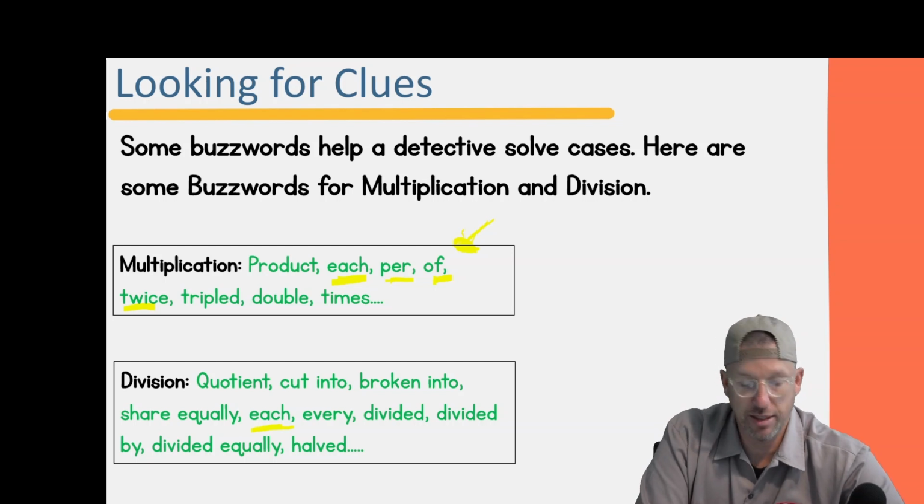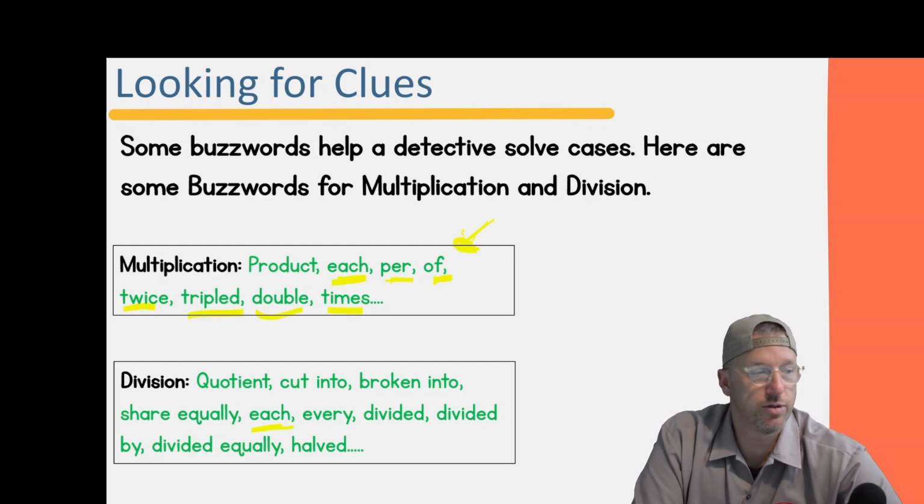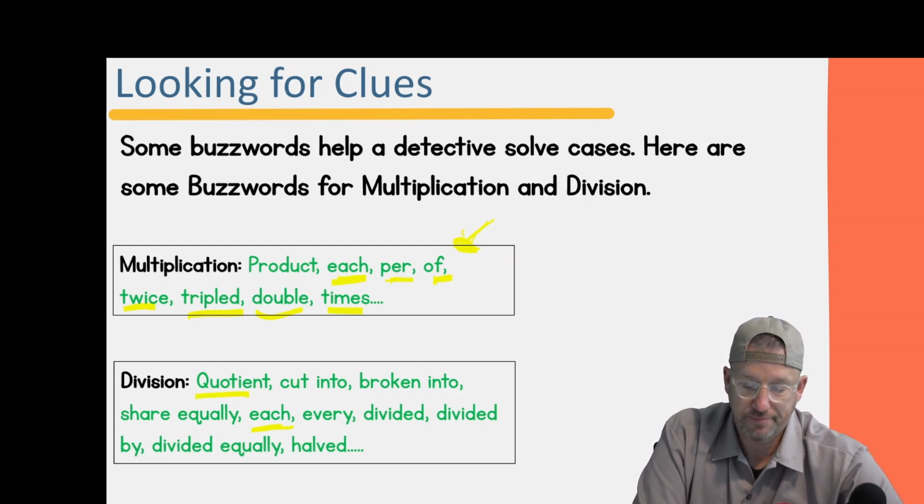Twice means we're doubling something. There's also double, tripled. If you see the word times, all of those tell us we're probably going to be multiplying. Quotient is the answer to a division problem. We're going to cut into, which means cutting something into parts, broken into, share equally, every one of them, divide or divided by, divide equally, or half it.